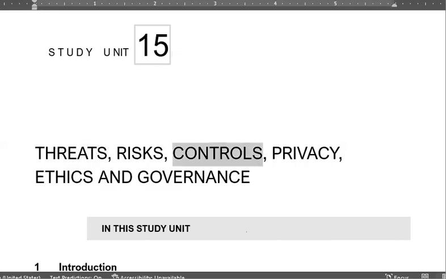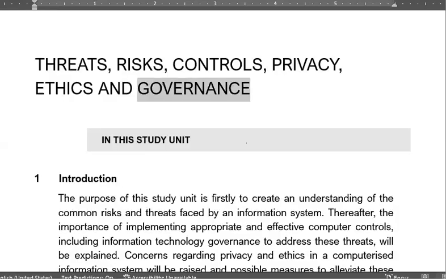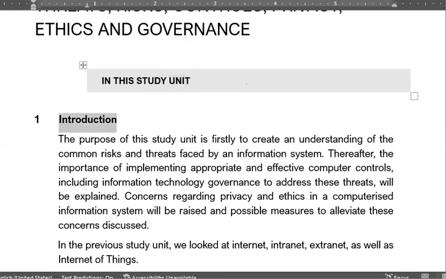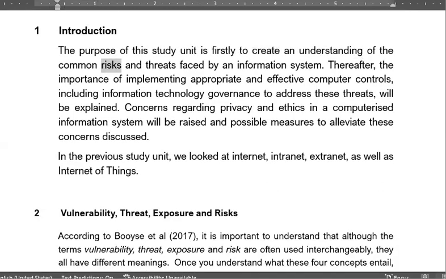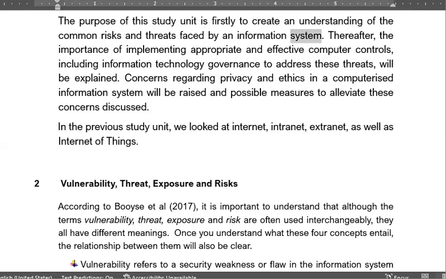Threats, risks, controls, privacy, ethics and governance. In this study unit. 1. Introduction. The purpose of this study unit is firstly to create an understanding of the common risks and threats faced by an information system. Thereafter, the importance of implementing appropriate and effective computer controls, including information technology governance to address these threats, will be explained.